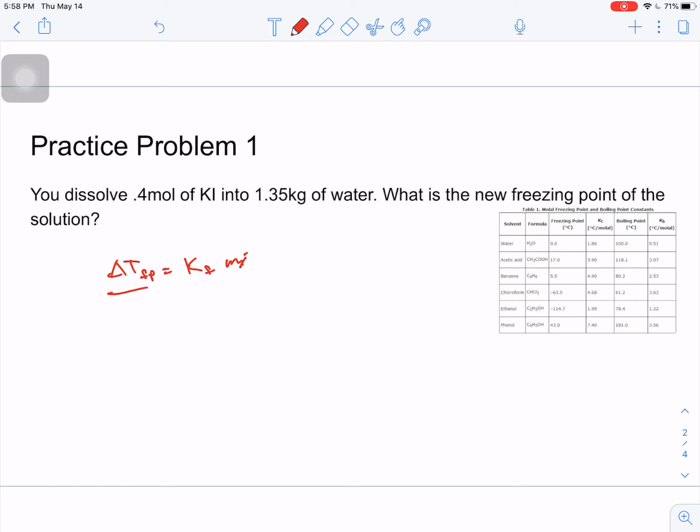So what is the new freezing point of the solution? We know we're looking for this. This gives us our change in temperature, and if we want the new freezing point, we know we need that. For Kf, all we have to do is look in this column, and we have to see what our solvent is.